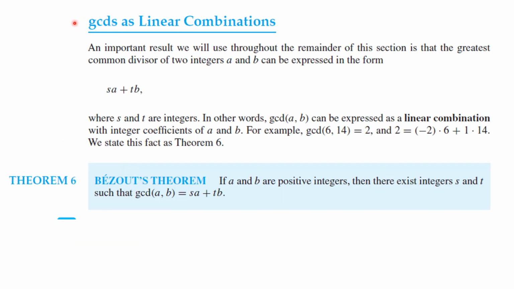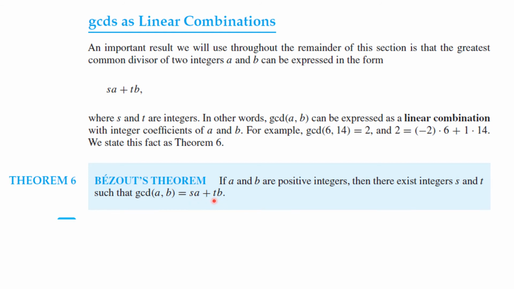Okay, now an important technique, and this is also a question that I've asked on exams before, is we can express the GCDs as linear combinations of the two numbers. So here is the theorem, called Bézout's theorem. I'm not really sure how I'm supposed to say that. If a and b are positive integers, then there exist integers s and t such that the greatest common divisor of a and b is equal to s times a plus t times b.